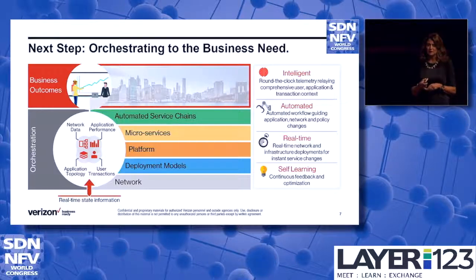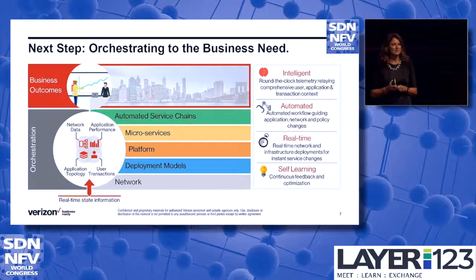Real-time network and infrastructure deployments. This is where customers want to be able to do instant service chains. But as we know, for the most part, most networks aren't instant. You have to have some kind of foundational connectivity at a customer site, right, to bring up these functions.